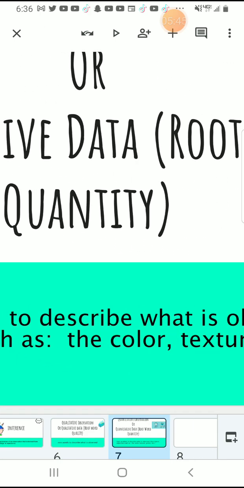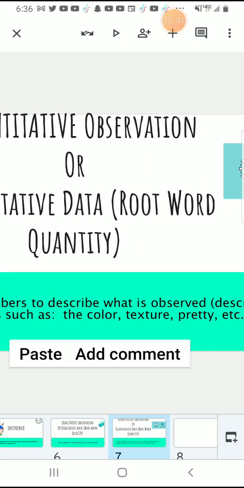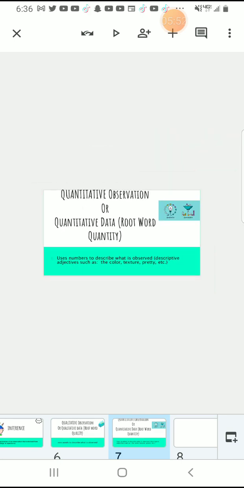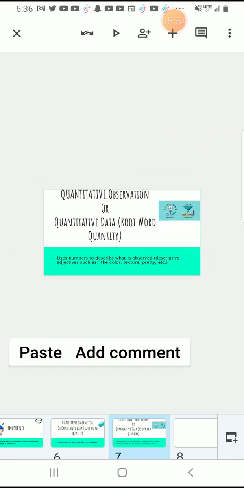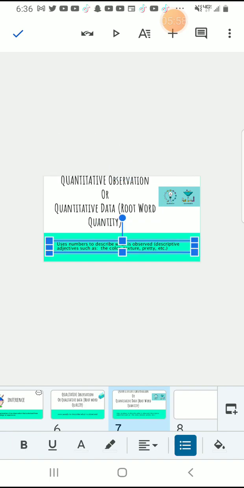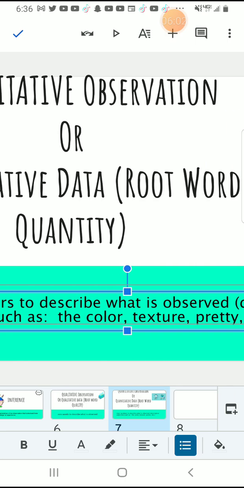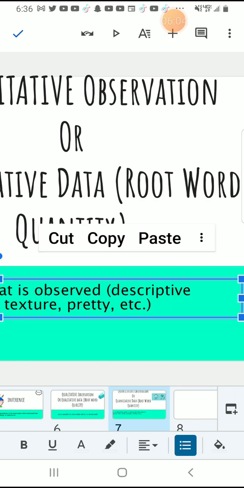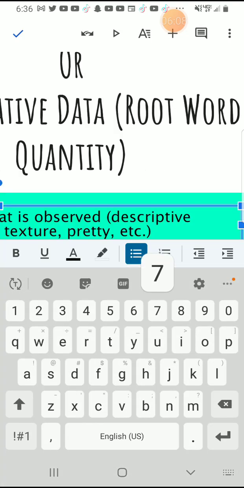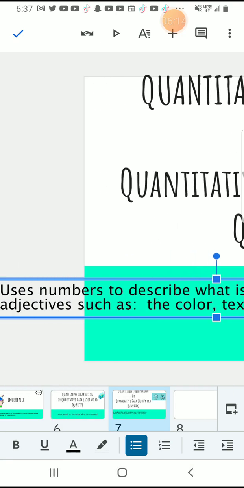I need to go back and fix this slide. Let me see if I can do it right here. I don't know if it's going to let me edit it right now. I'll go back and fix that. This was on the qualitative slide. I don't want you to get confused. Yeah, it's not going to let me. I'll go back and edit it after I post it. Okay, so quantity has to do with numbers.